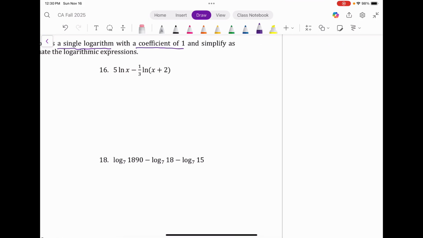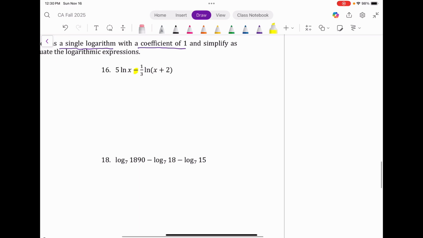16, we have subtraction going on between these logs. And we have a couple of coefficients as well that we can move to be exponents on their arguments. So this will all change to be natural log of x to the 5th, right? So x to the 5th is going up top because this is a positive log. And then x plus 2 will go in the denominator because of the minus in front of its log. And then to the 1/3 power.